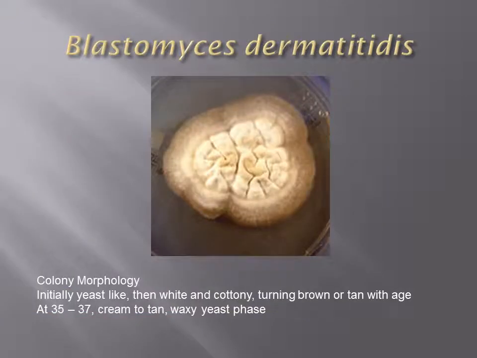Here we see a colony of Blastomyces dermatitidis. It's described as initially yeast-like, and then it becomes white and cottony, then becoming brown and tan as it ages. That's if we grow it at room temp. If we incubate a culture at 37, we're going to have cream to tan, waxy, yeasty looking colonies.